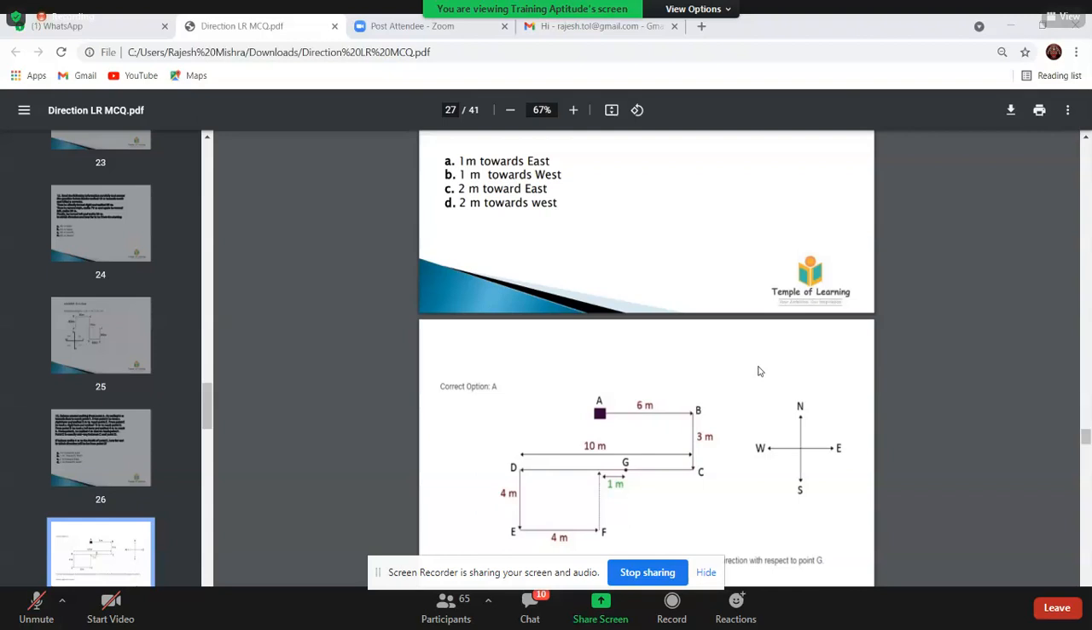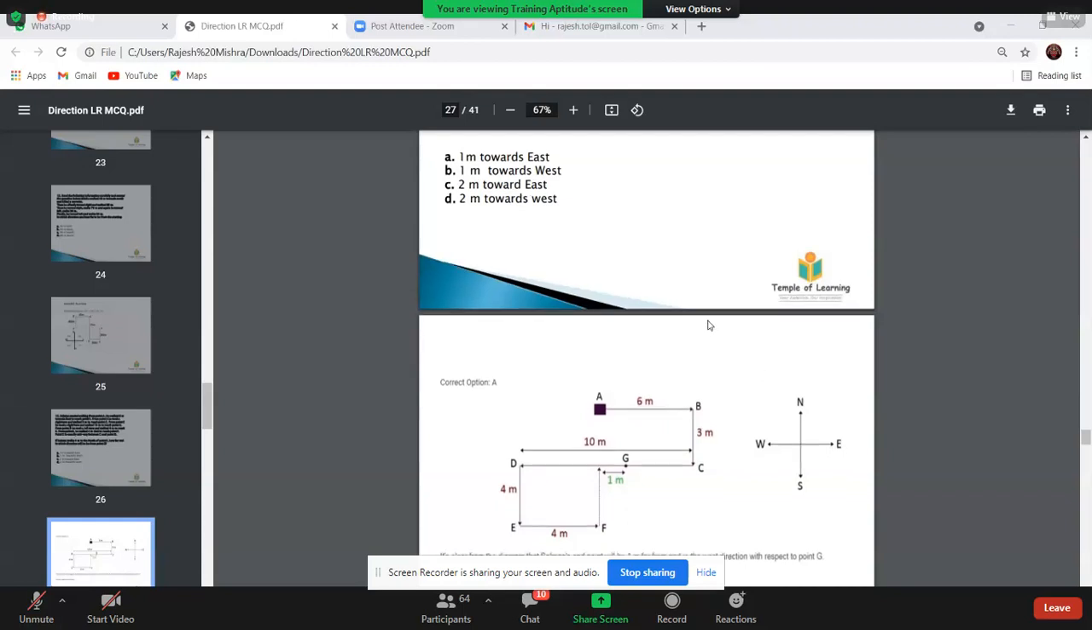Note it down: hence option B is correct. Option B, B for Bombay. Hence option B is correct, not A. Is this okay? All right, next question.